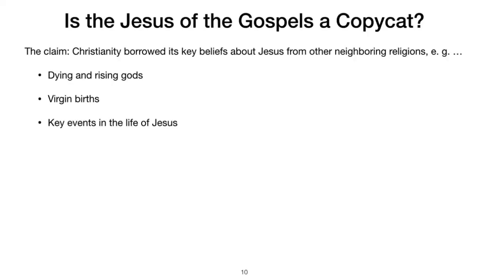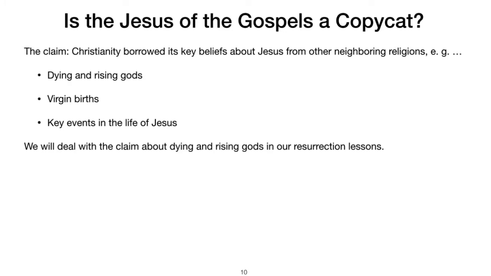So oftentimes you'll hear people talk about, in the mythology, the idea of the dying and rising gods, and the idea of virgin births, and other key events in the life of Jesus that are supposedly seen in these mythologies. And so the idea, of course, is that the church borrowed those. Now, on this question about the dying and rising gods, I'm not going to deal with that today, because we're going to deal with that when we get to the module on the resurrection. So we'll deal with that particular aspect later, but the rest of them we'll talk about now.